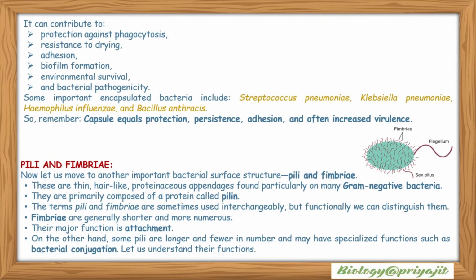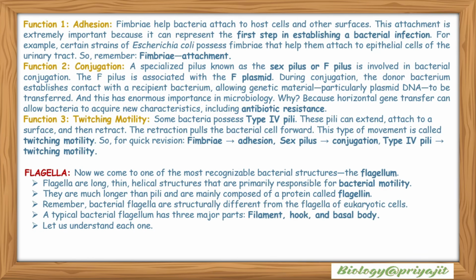Pili and Fimbriae. Now let us move to another important bacterial surface structure, pili and fimbriae. These are thin hair-like proteinaceous appendages found particularly on gram-negative bacteria. They are primarily composed of a protein called pilin. The terms pili and fimbriae are sometimes used interchangeably, but functionally we can distinguish them. Fimbriae are generally shorter and more numerous. The major function is attachment. On the other hand, some pili are longer and fewer in number and may have specialized functions such as bacterial conjugation. Let us understand their functions. The functions are adhesion, conjugation, and twitching motility.